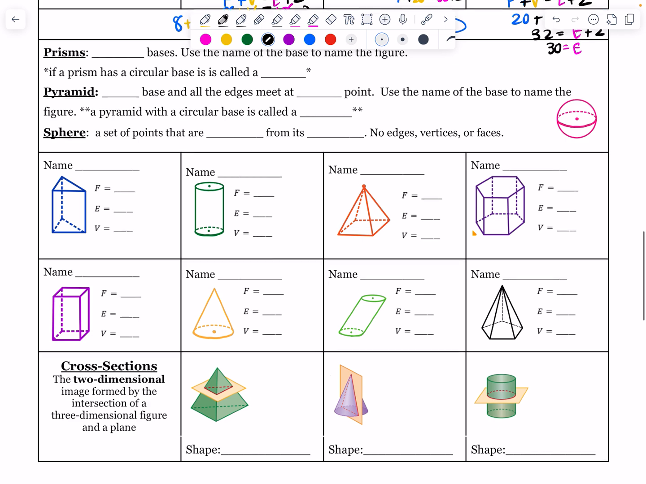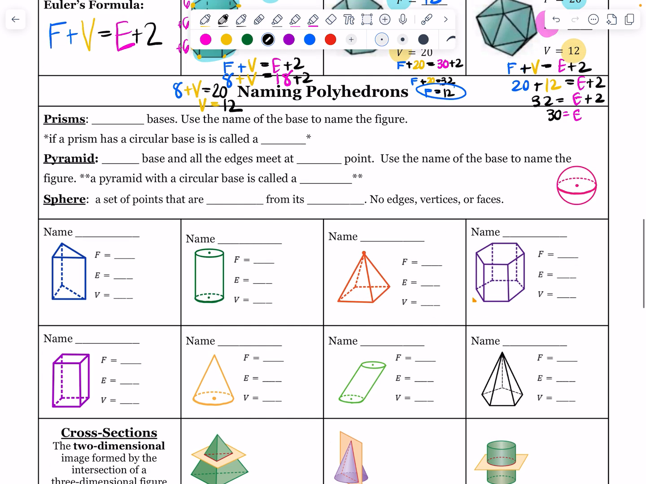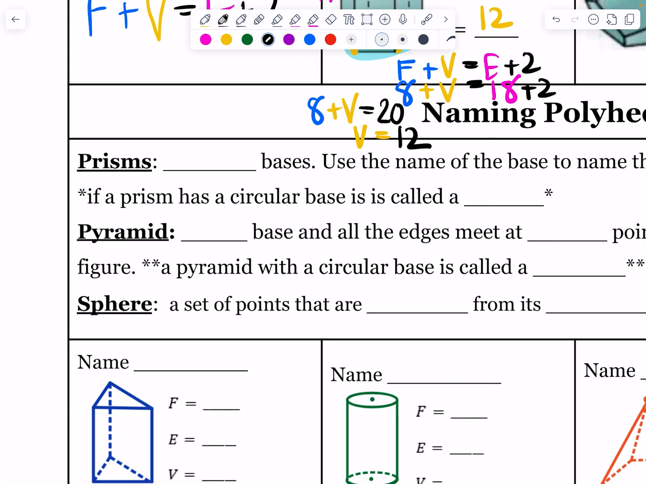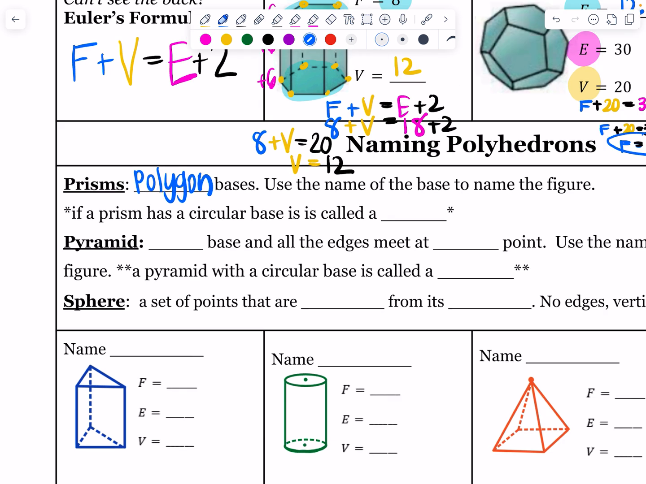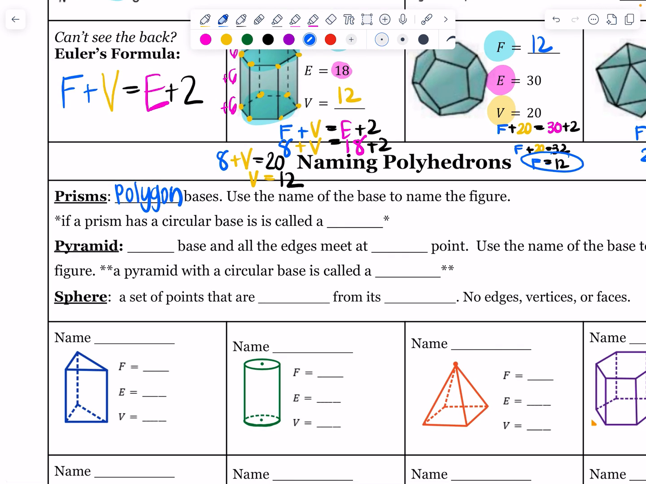All right, now we're going to talk about naming shapes and then their faces, edges, and vertices, okay? So prisms have polygon bases, and you use the name of the base to name the figure. Prisms are always going to have 2 bases. They're going to be polygons, of course, because it's a polyhedron. Use the name of the base to name the figure. So if a prism has a circular base, it's going to be called a cylinder.